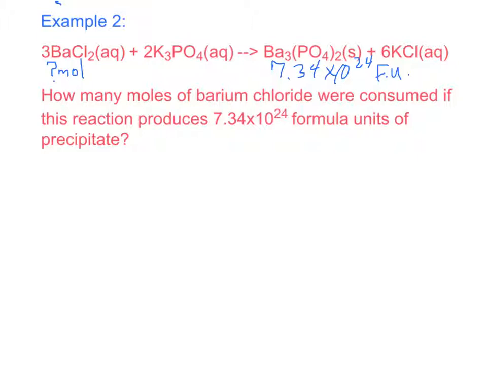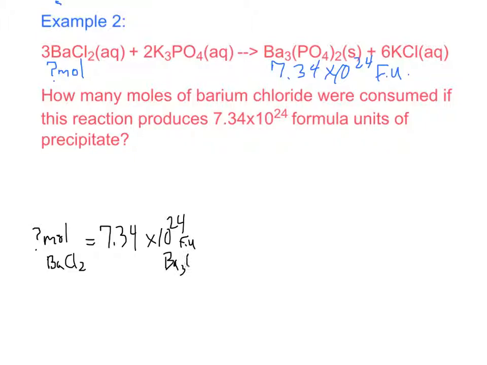Okay, so let's start with what we're looking for. How many moles of barium chloride? And then we're going to put our given value, 7.34 times 10 to the 24th formula units of Ba3(PO4)2.